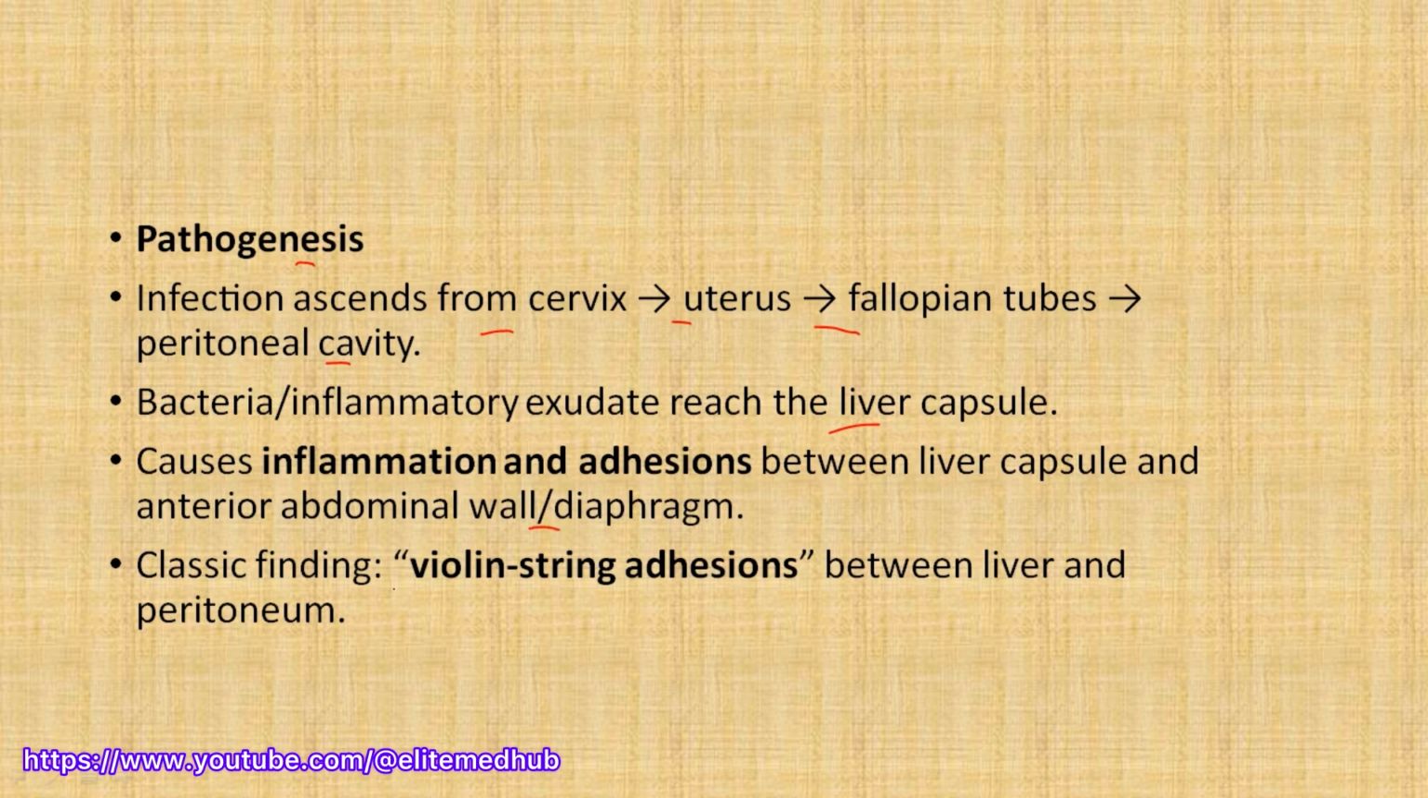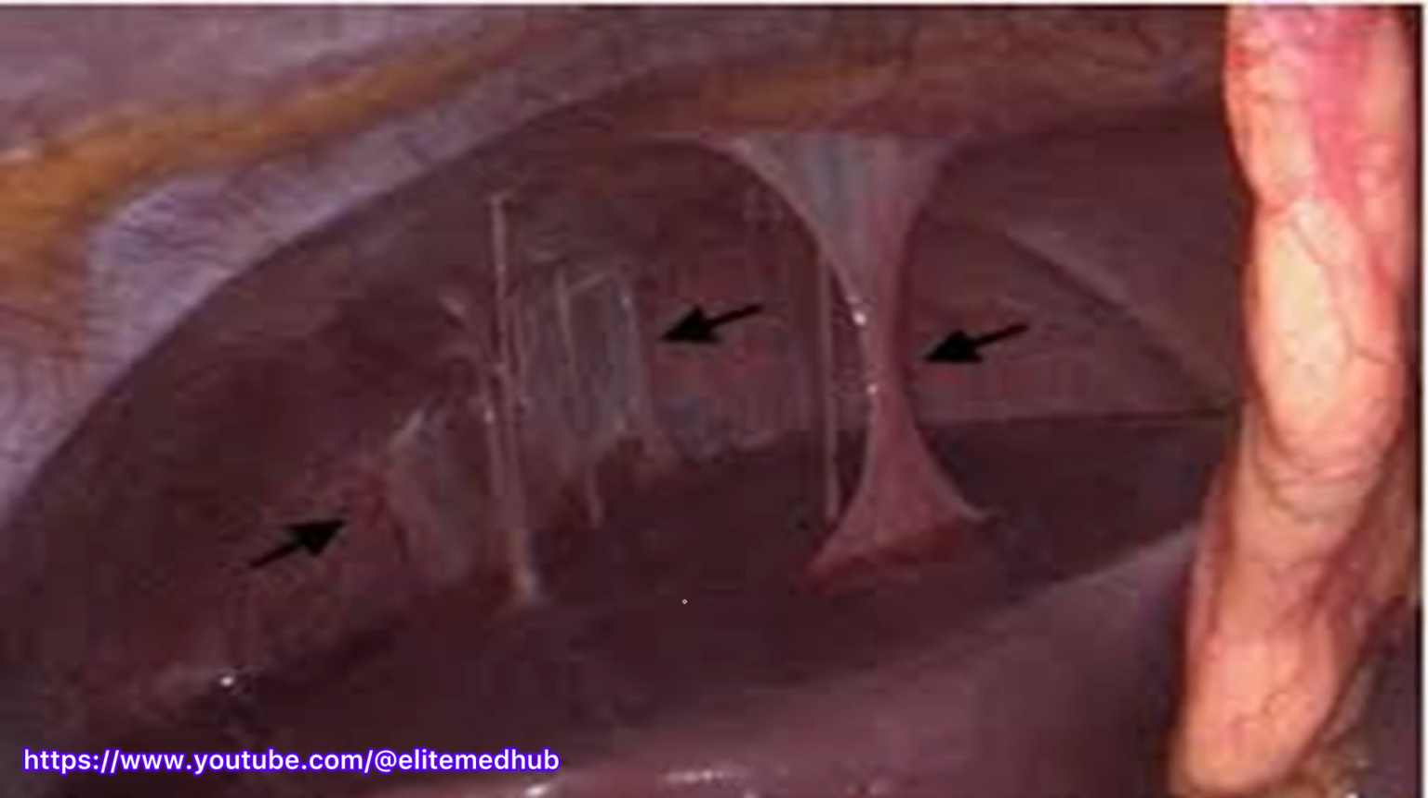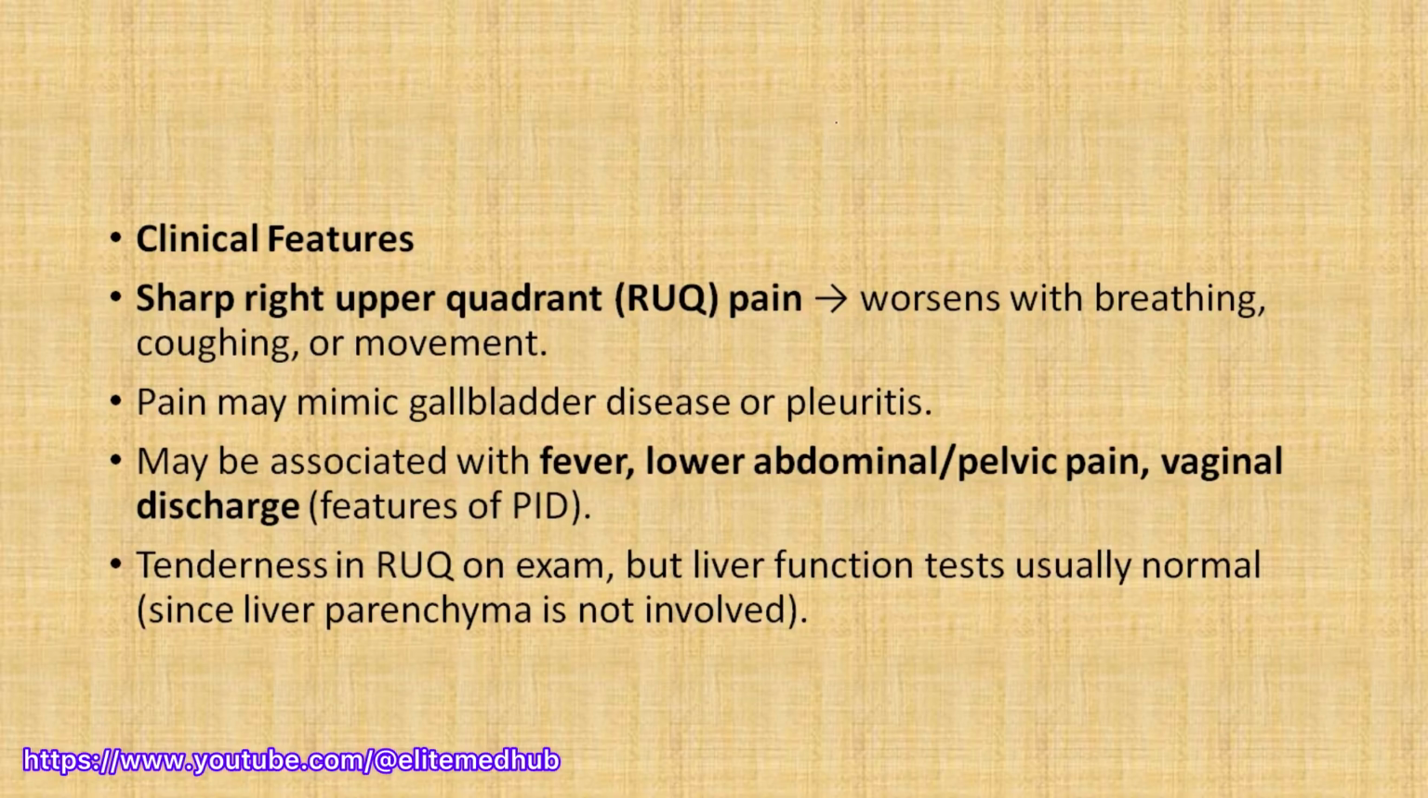The classic finding is violin string adhesions between liver and peritoneum. So you can see the violin string adhesions here between the liver here and the peritoneum up here. So what are the clinical features?